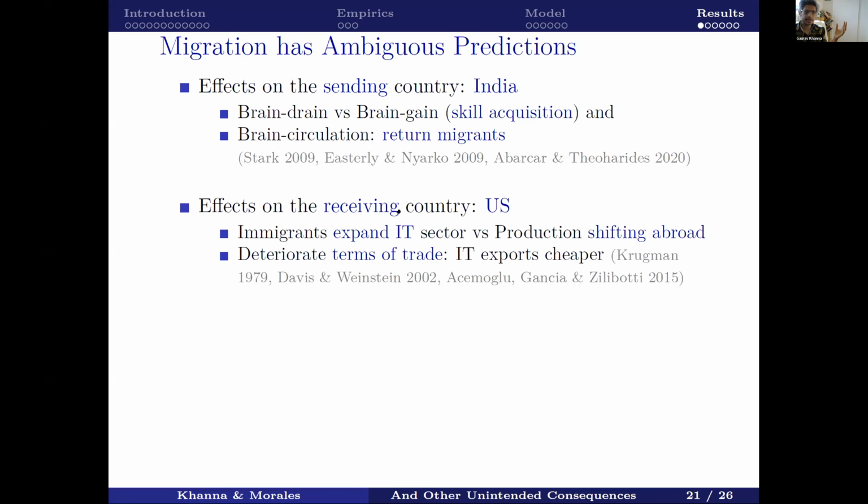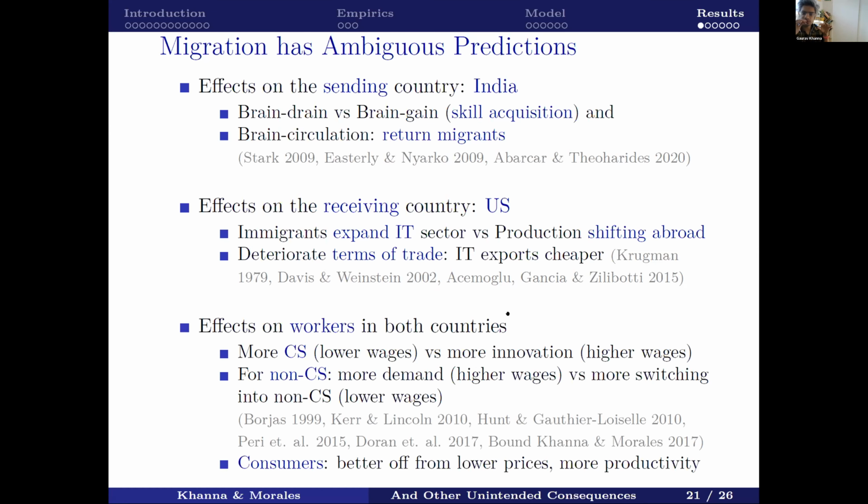On the US side, you might think that immigrants firstly expand the tech sector, so that's good for the US. But on the other hand, there's another tension: when there is more upskilling in India, there's offshoring of production to India. So production might actually shift away from the US. So again, there's this tension as to what actually happens in the US. And then, of course, different types of workers in each country are affected in different ways.